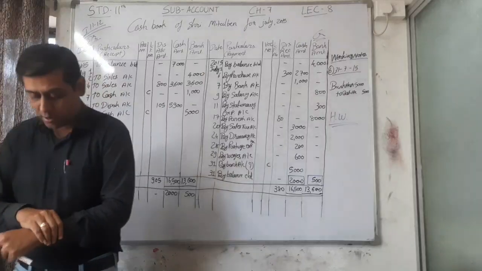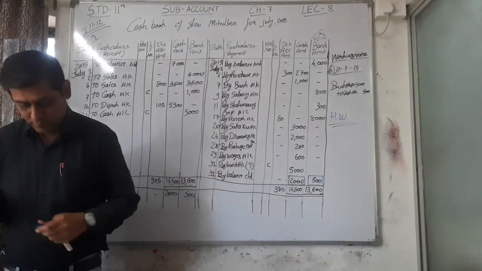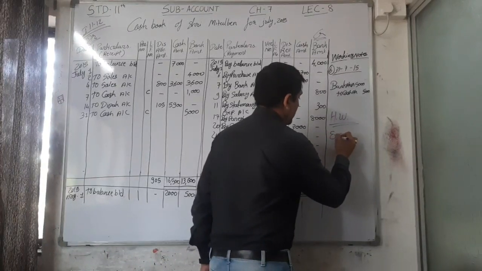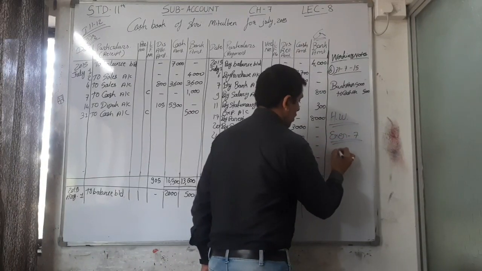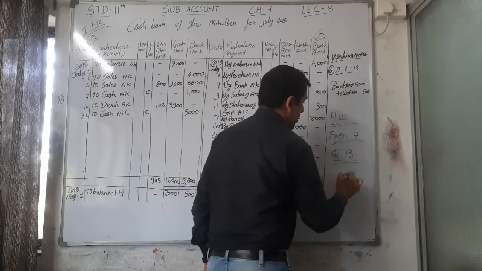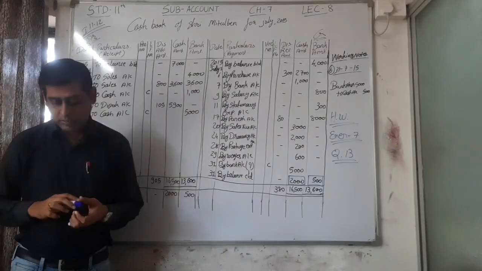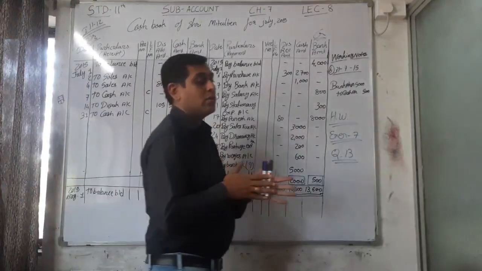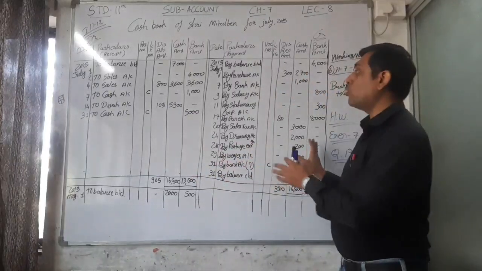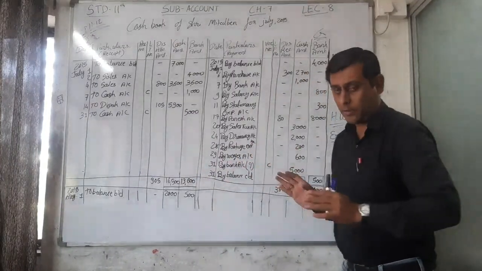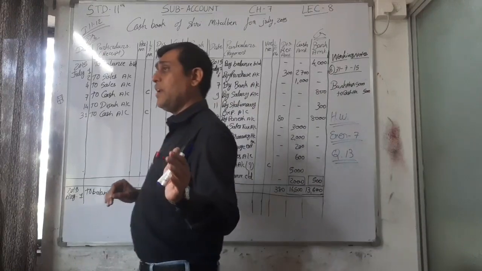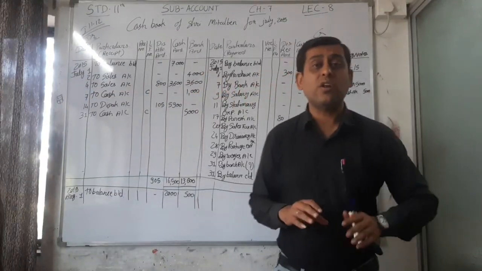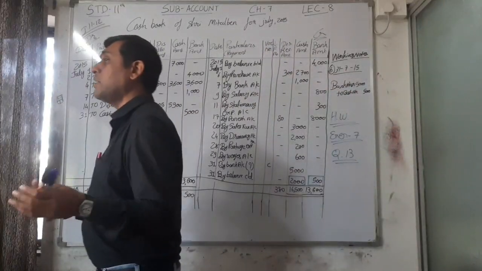Now time for homework. Exercise 7, only one sum I am giving you here. 13 as your homework, because these sums are the most important sums. Illustration number 12, 13, 6, 7, 8, all after illustration 5, illustrations 5 to 13 are the most important because they will be asked in 10 marks.